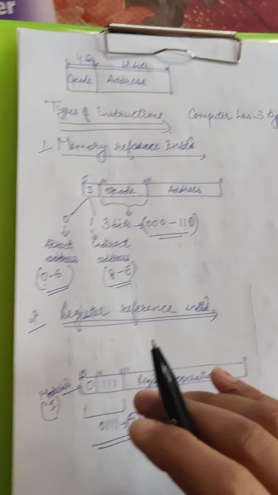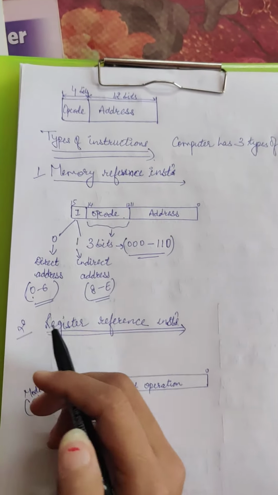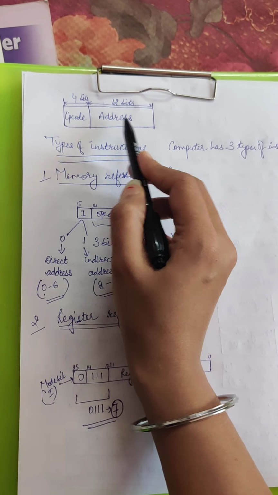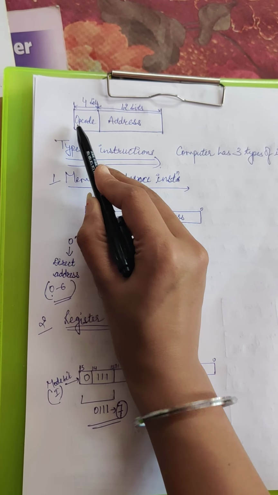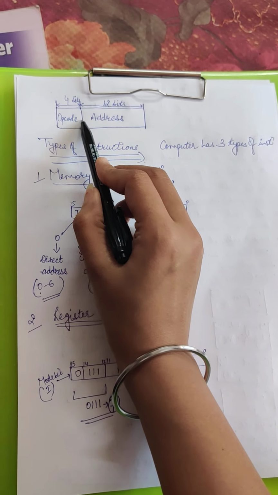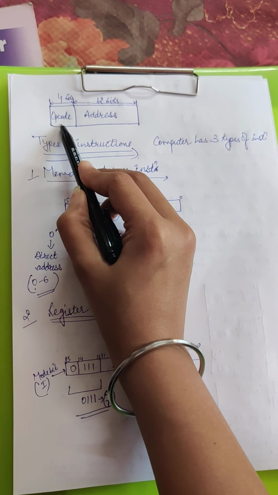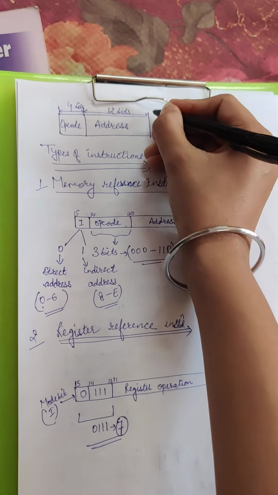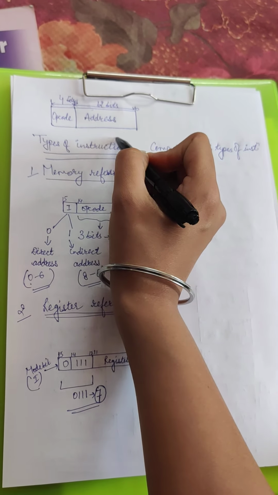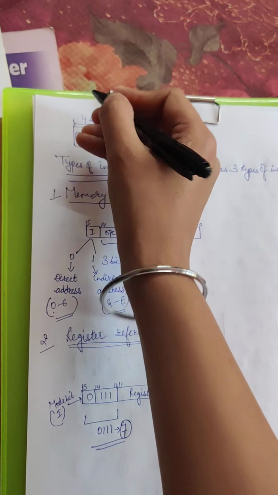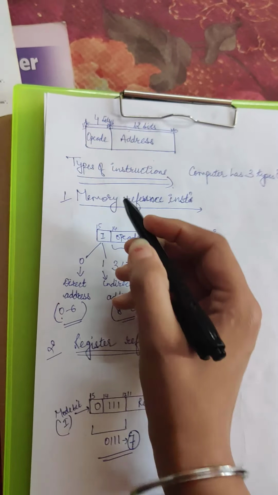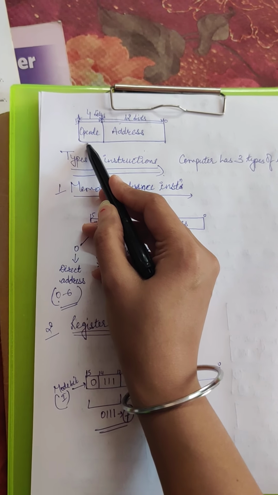And in this computer we are using instructions. These instructions are of 16 bits. The 16 bits are divided as 12 bits and 4 bits. 12 bits are used for address and 4 bits are used for opcode. So the lower 12 bits, that is 0 to 11, are used for representing addresses, and bits 12 to 15, 4 bits, are used for opcode.